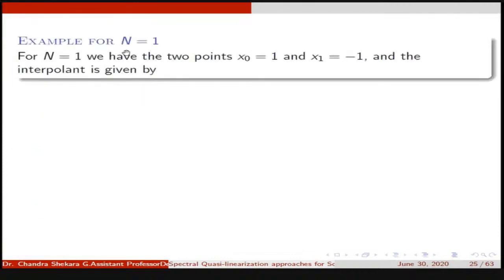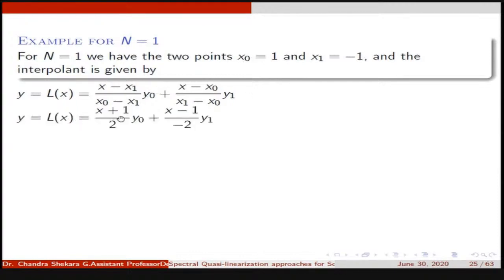The first example, let us consider n is equal to 1. If n is equal to 1, then the interval minus 1 to 1 will have only one subinterval. Therefore, we will have the endpoints as points: x naught is 1, x1 is minus 1. Then if we interpolate this using Lagrange's polynomial, we get the Lagrange polynomial like this. Here x1 is minus 1, x naught is 1. Substituting here, we get the Lagrange polynomial like this: (x plus 1)/2 into y naught plus (x minus 1)/(minus 2) into y1.